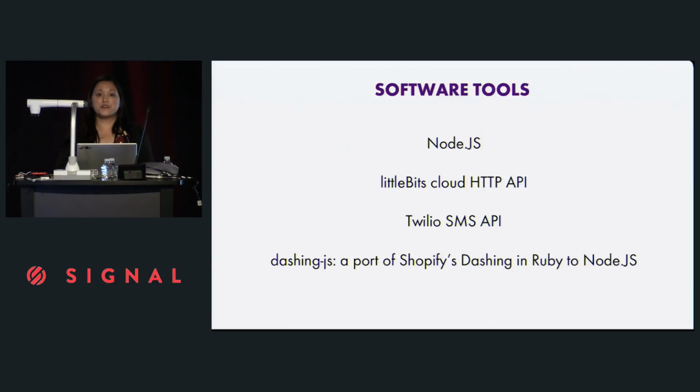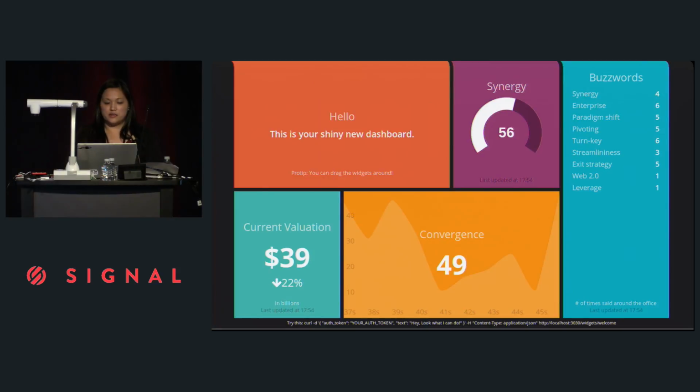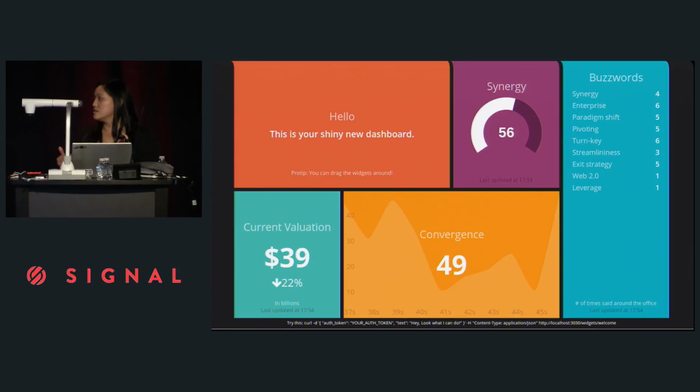And I did some searching around and I came across Shopify's Dashing framework. It was written in Ruby, but I also found a port to Node.js. And their Dashing framework allows you to create sleek dashboards like this by modifying the existing widgets or creating some of your own. This seemed easy enough to use, and it was a good fit for what I was trying to do, so I decided to use Dashing.js.